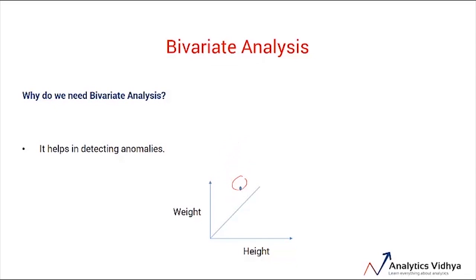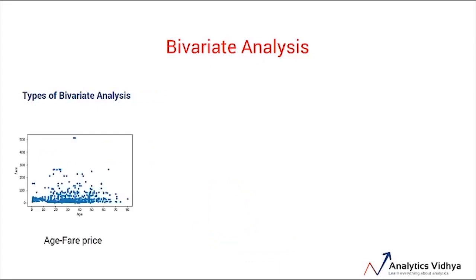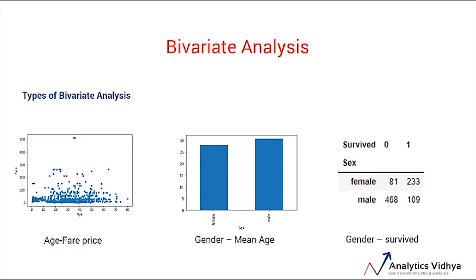Now let us have a look at the different types of bivariate analysis through examples taken from the Titanic dataset. First is the case where we might want to check the relationship between age and fare. We might be interested in knowing whether the fare increases with increasing age. The second type of bivariate analysis is when we might want to answer questions like, is the mean age of men different from the mean age of women? And the last type is when we might want to know whether females were more likely to survive than males. Now let's discuss each of these scenarios in detail.